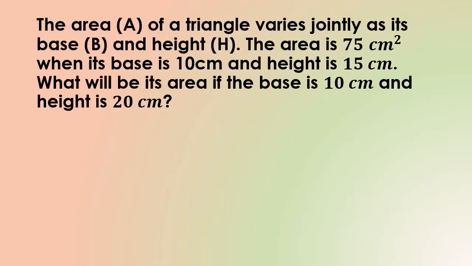So, the last problem would be a worded problem. The area of a triangle varies jointly as its base and height. So, the area is 75 cm squared when its base is 10 cm and height is 10 cm. What will be the area if the base is 10 cm and the height is 20 cm?